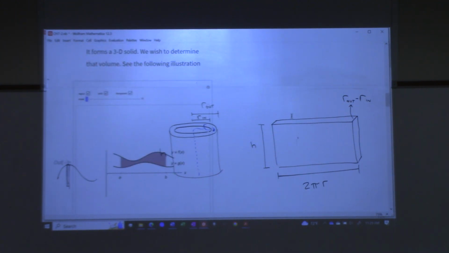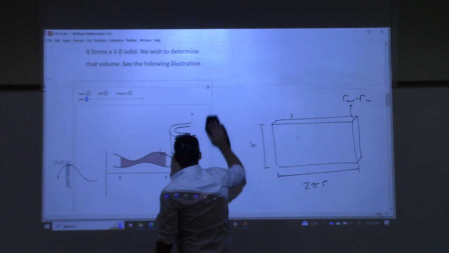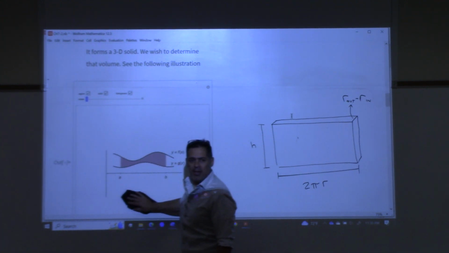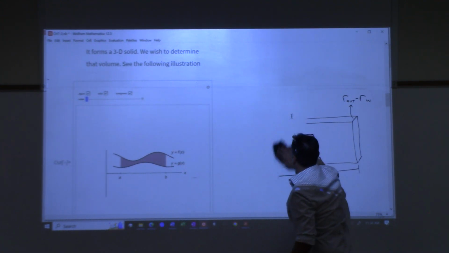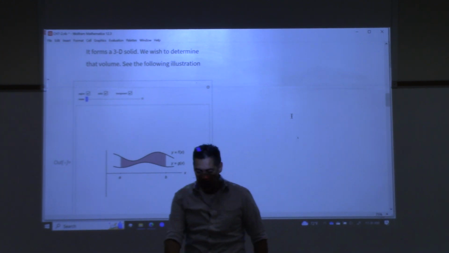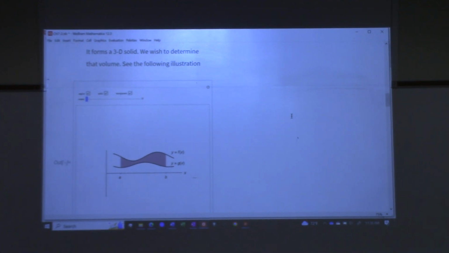All right, let me erase. Let's clear our minds here. All that was to establish a way of finding volumes of different geometric shapes, right? We can find the volume of a washer, a box, a cylinder, and a cylindrical shell. Those are the four things we looked at.